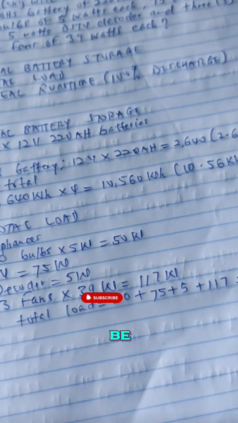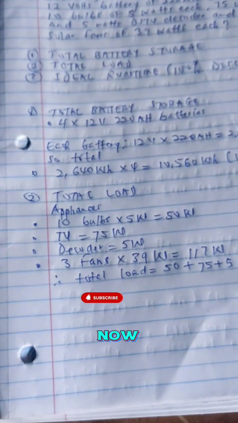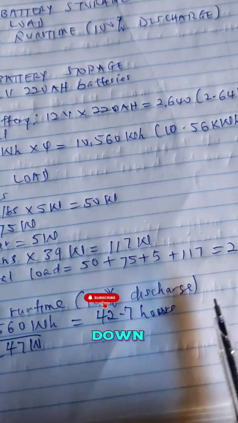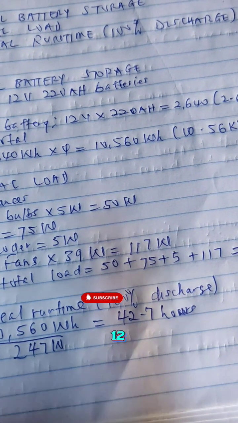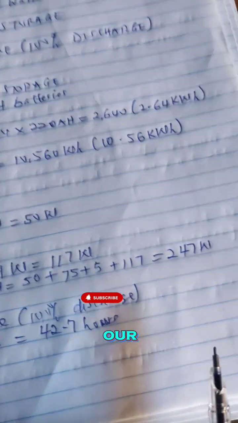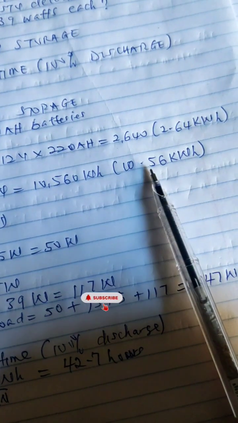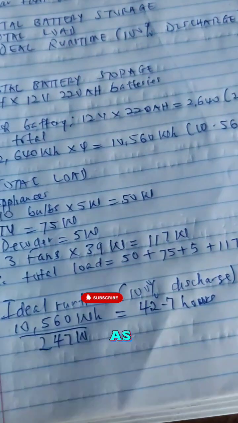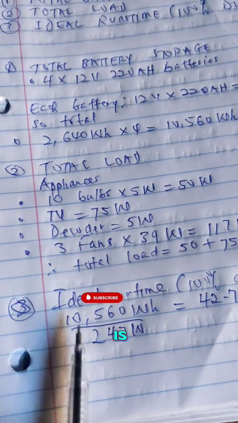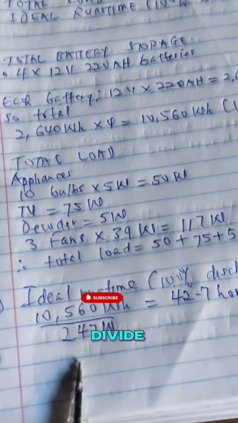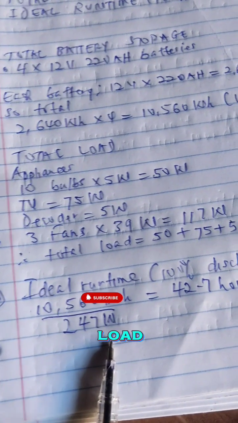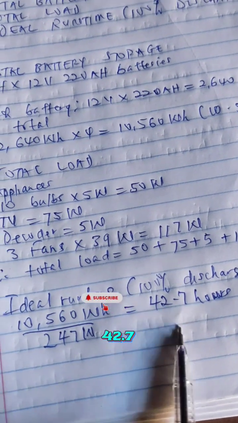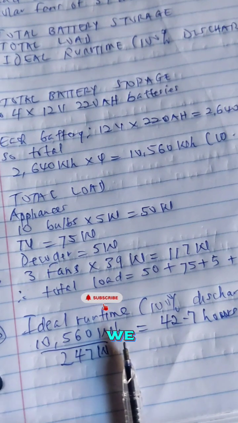So the next will now be our ideal runtime. Now for the ideal runtime, that is 100% discharge. Assuming we want to run down the battery from 12 volts to 0 volts, from our calculation here, 10,560 watt-hours down. We want to run everything to 0, then what we have is 10,560 watt-hours divided by 247 watts of load. What we have is going to be 42.7 hours runtime. That is what we are going to have.